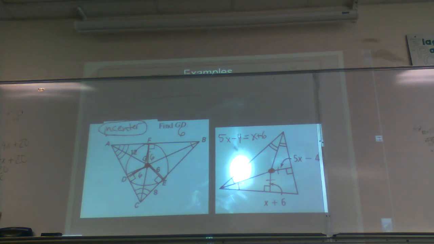So if I solve this out now, what are your steps? Oh, it would be... Give me the next step down. 4x equals what? 10. 10, so x is 2.5. 2.5. Okay.